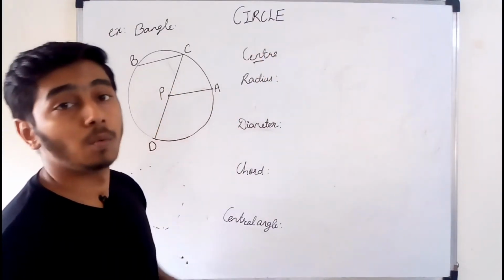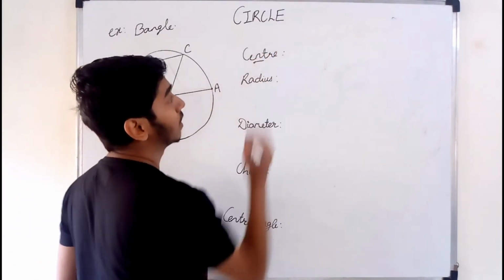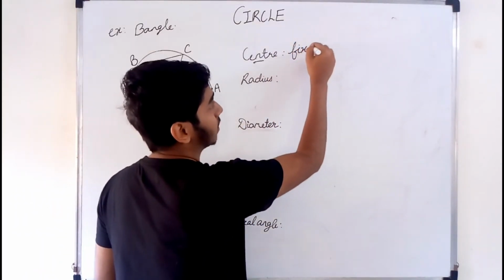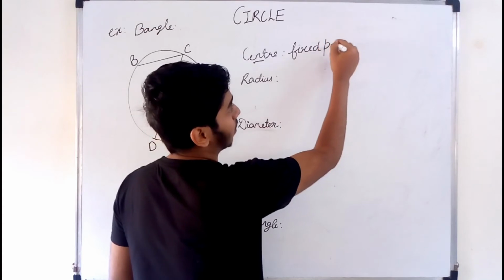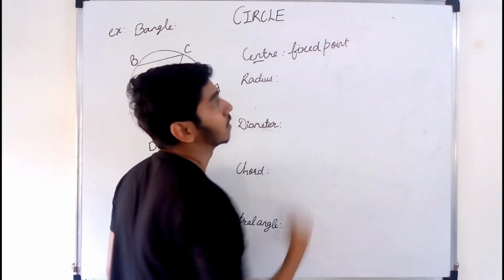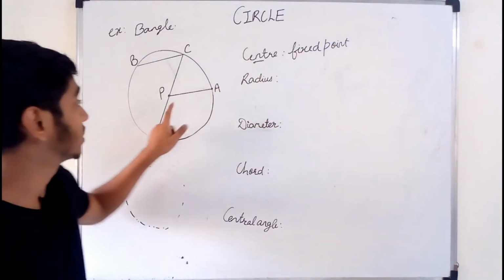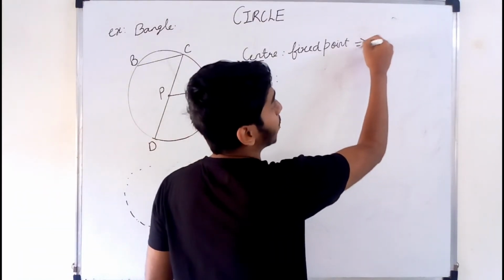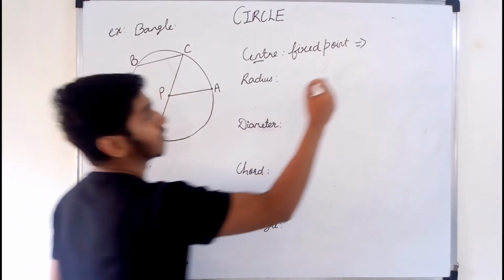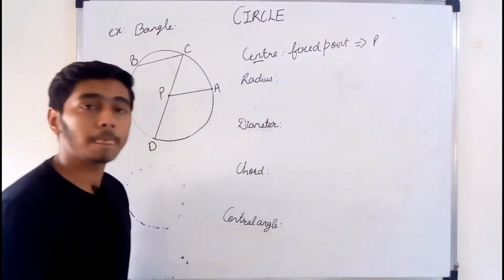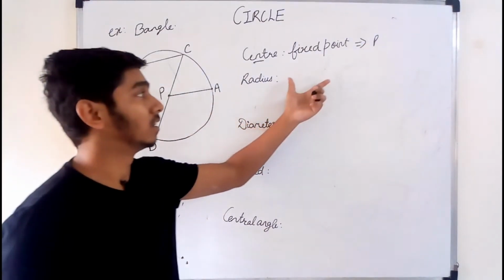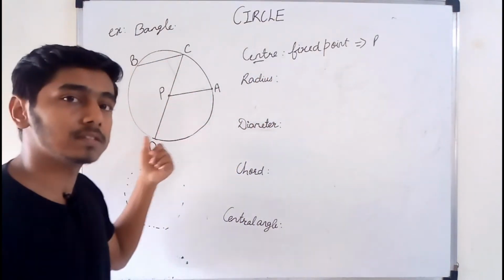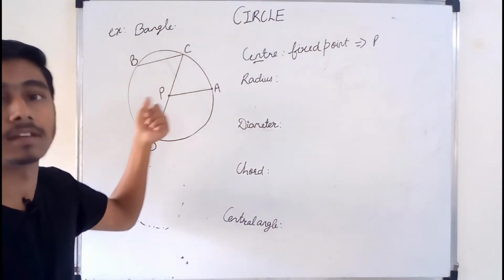Now you already know what a center is. The center is a fixed point, so we'll just write fixed point. What is this fixed point? Its name is P. So fixed point, for example, in this figure it is P. We'll see the meaning of what they are, and we'll also name them with respect to this circle.